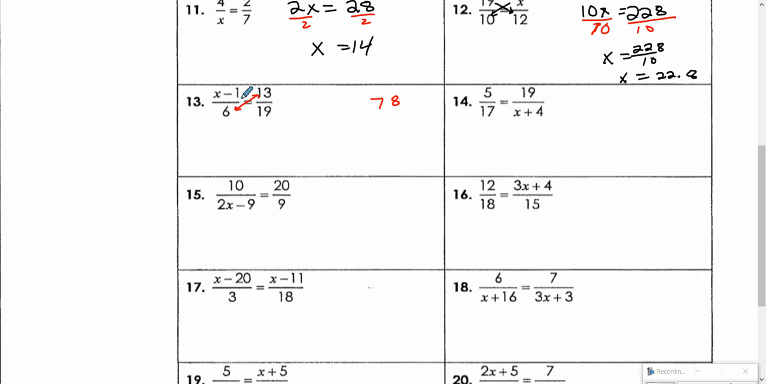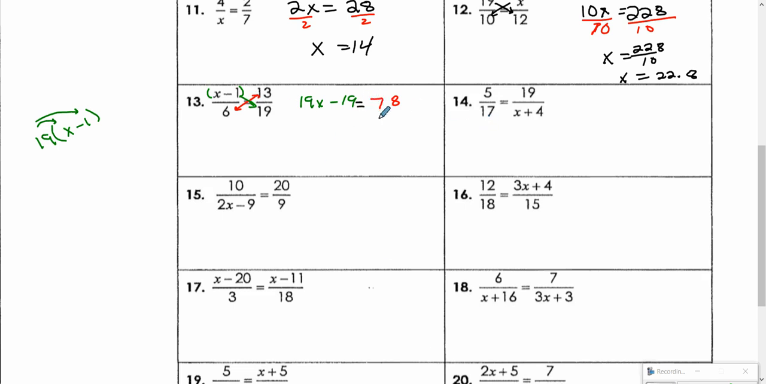Now we're going to do this number times this number. Since there's an x minus 1, the 19 has to distribute. So technically, you're doing 19 times x minus 1, which means you're distributing that 19 like this. And so on this side, we're going to get 19x minus 19. That's what goes on this side of the equal sign.